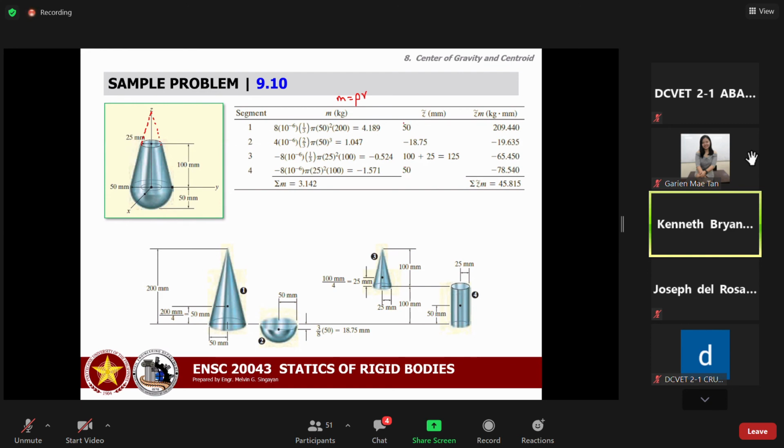Okay? So may value ka na ng Z curl, may value ka na ng masses, you just multiply. So Z curl times mass. Then get the sum of this. You have the summation of Z curl times M. Then dividing this summation by the summation of M, you'll arrive at Z bar. So Z bar is equal to the summation of Z curl M over the summation of M, which is 13.6 millimeters. Okay? Question.